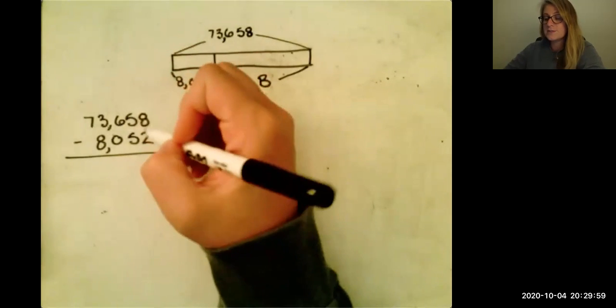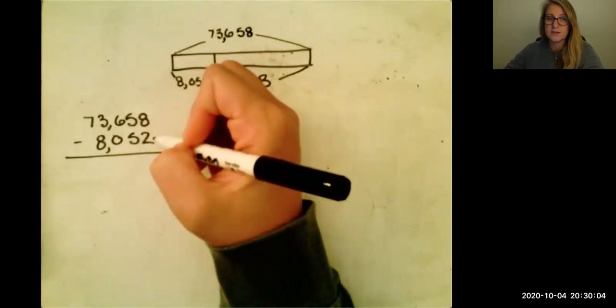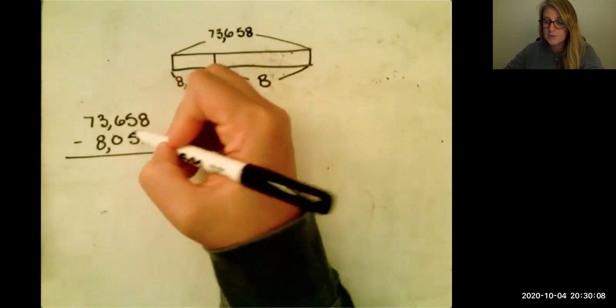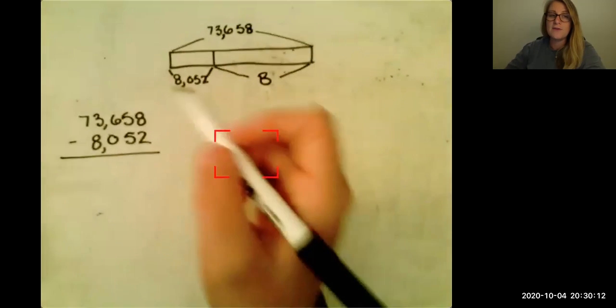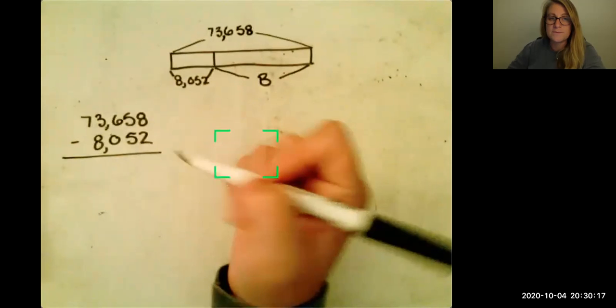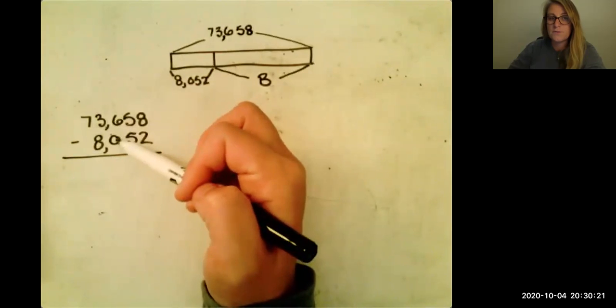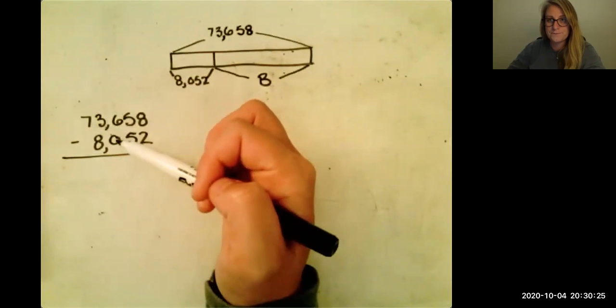So in our ones place, can we subtract? Yes, because 8 is greater than 2. In our tens place, can we subtract? Yes, because we have 5 and 5 and those are the same, and those can easily be subtracted. In our hundreds place, can we? Well, yes, 6 is greater than 0. In our thousands place, can we subtract?